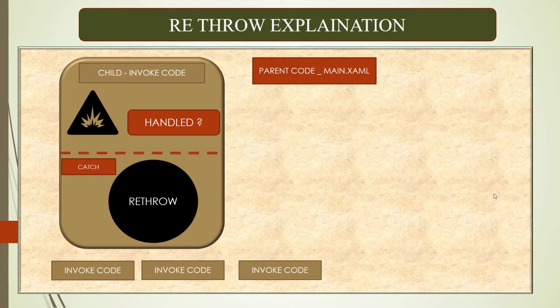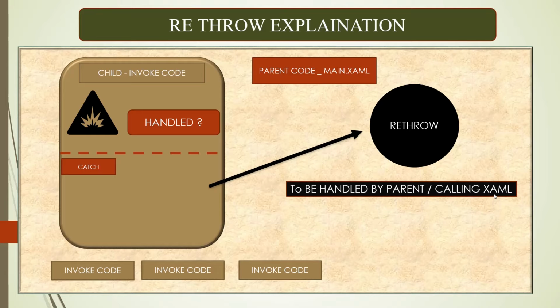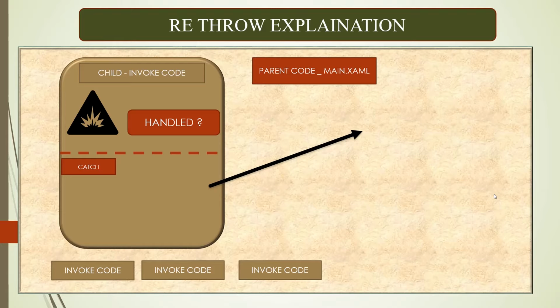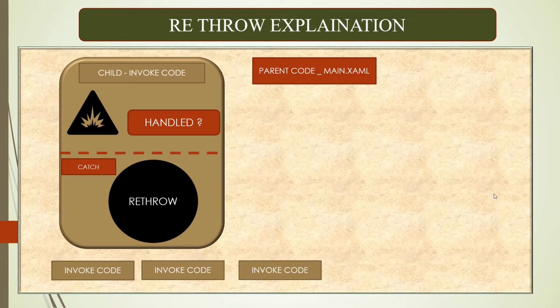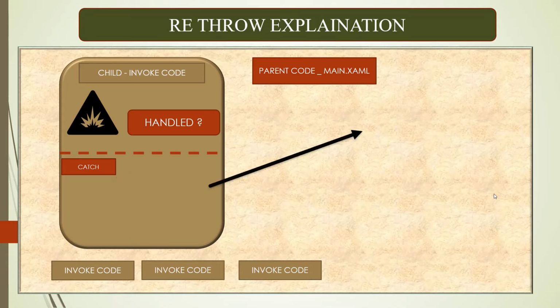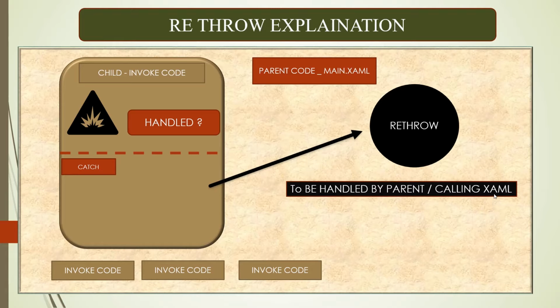So when I am rethrowing an exception, somebody has to catch it, right? And who is that somebody? Whoever is the parent who invokes this XAML has to handle this exception. I'll just repeat. Whenever you use a rethrow activity inside any of the code, whosoever is invoking this XAML, that means whosoever is the parent, will have to handle this exception. So it has to be handled by the parent.xaml.